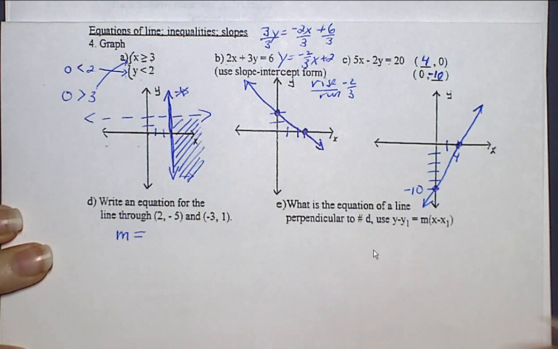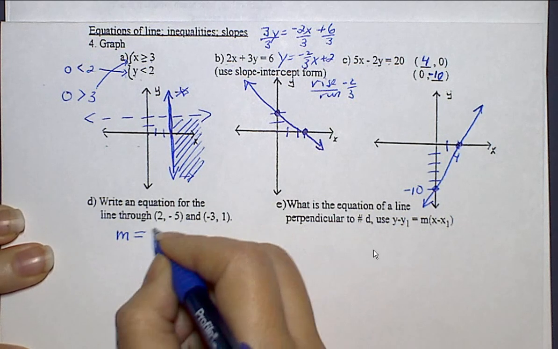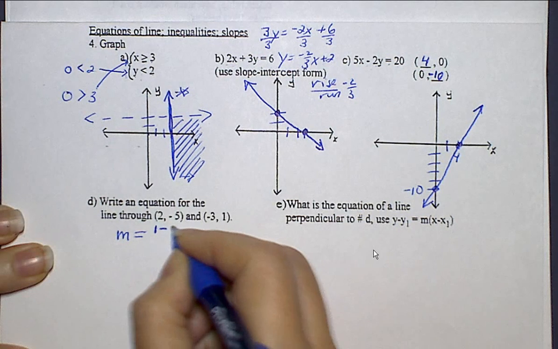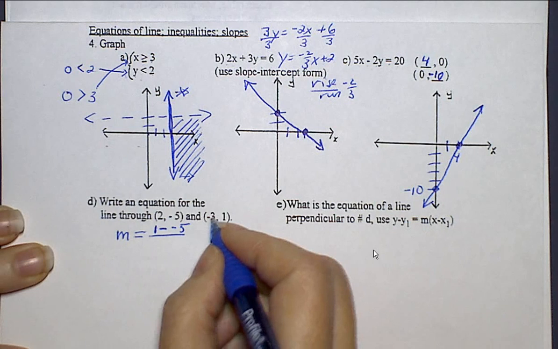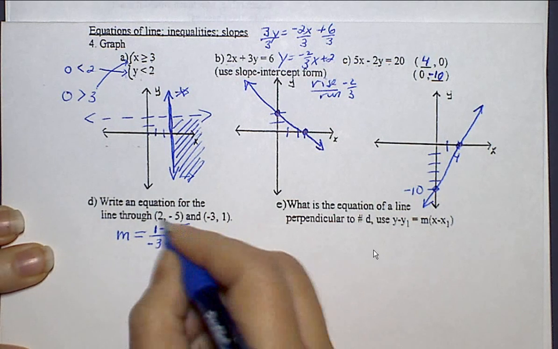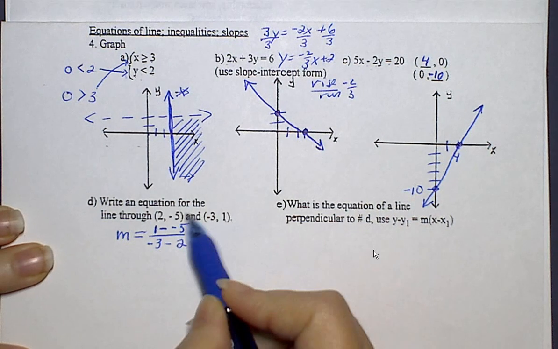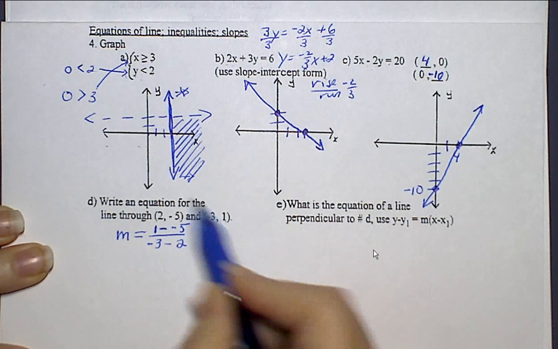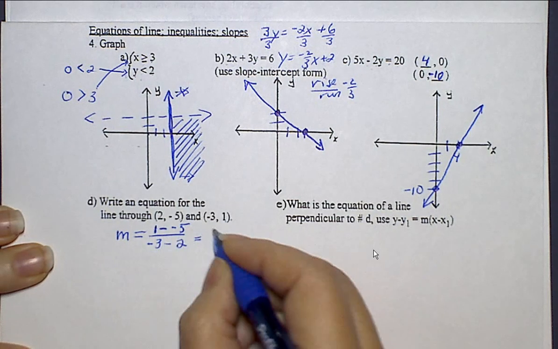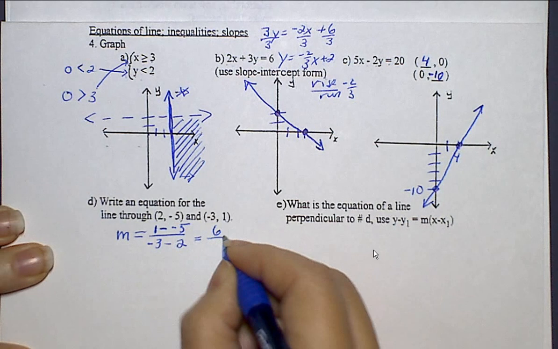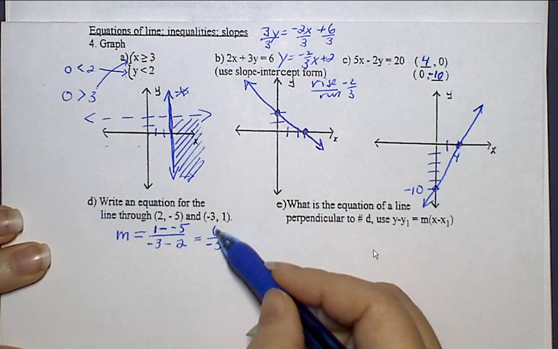That's right. It is your y2 minus y1. So we have 1 minus a -5 over, what was it again? Yeah, your x2 minus your x1. So you have 1 minus your -5, and then -3 minus 2. So we have 1 plus 5, which is 6, and then -3 minus 2, which is a -5. So our slope is -6/5.